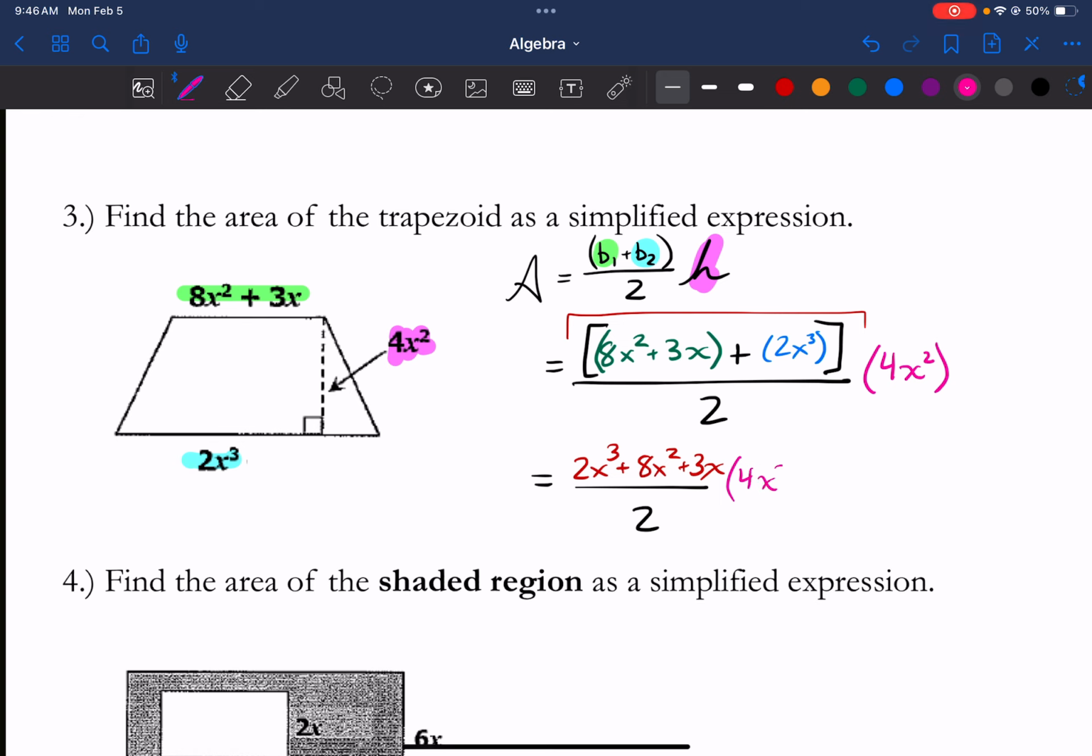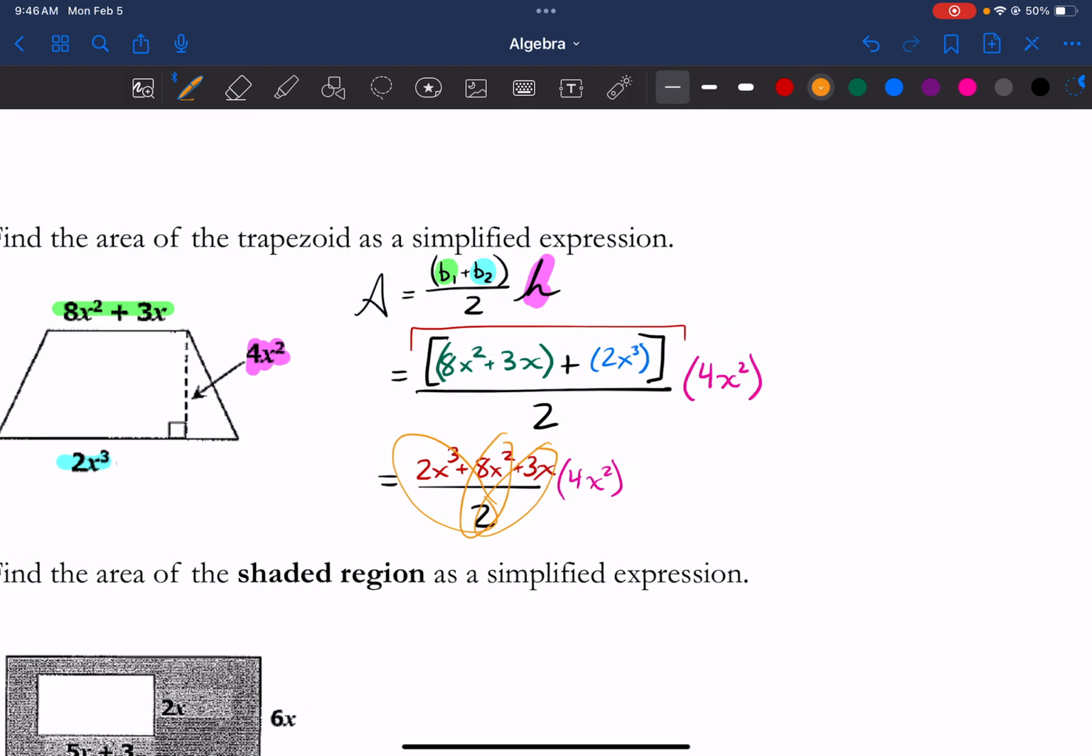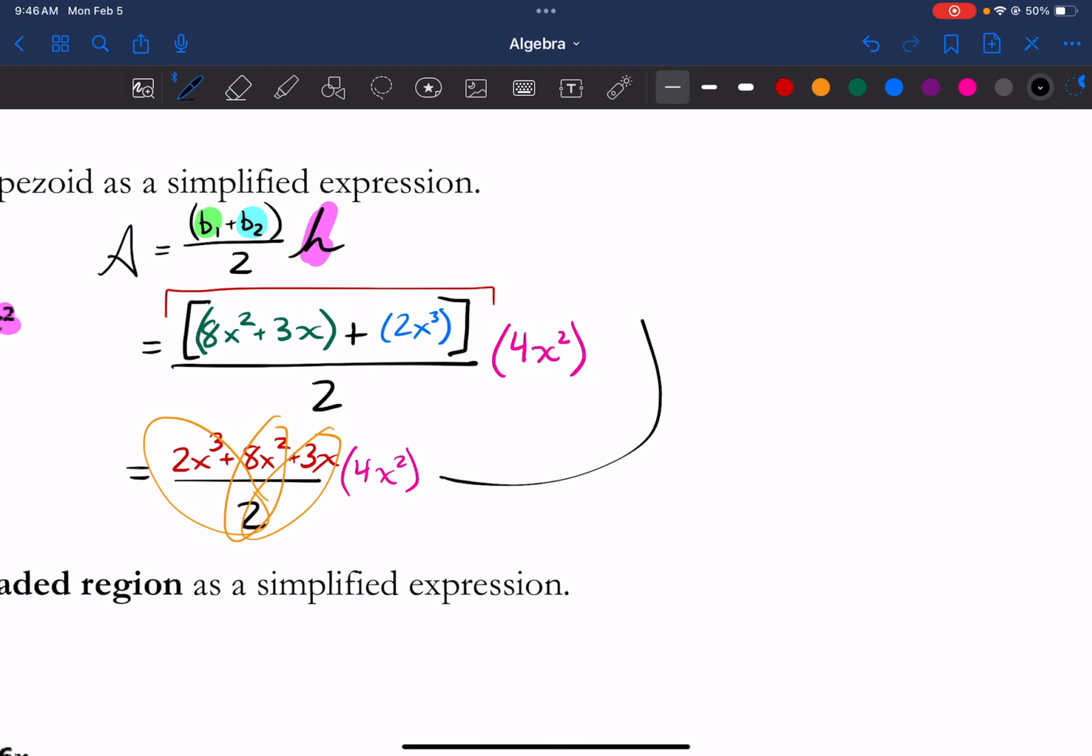And then we have 4x squared. We can go ahead and simplify it further, right? Let's go ahead and divide each one of these up. I'm going to move this over so you can follow along. We end up with 2x cubed divided by 2, which gives me x cubed. 8x squared divided by 2, which gives me a positive 4x squared. And 3x divided by 2, I can't do that, so it becomes 3x over 2. Remember, this is still separate in parentheses because I still have to multiply the entire thing by 4x squared.